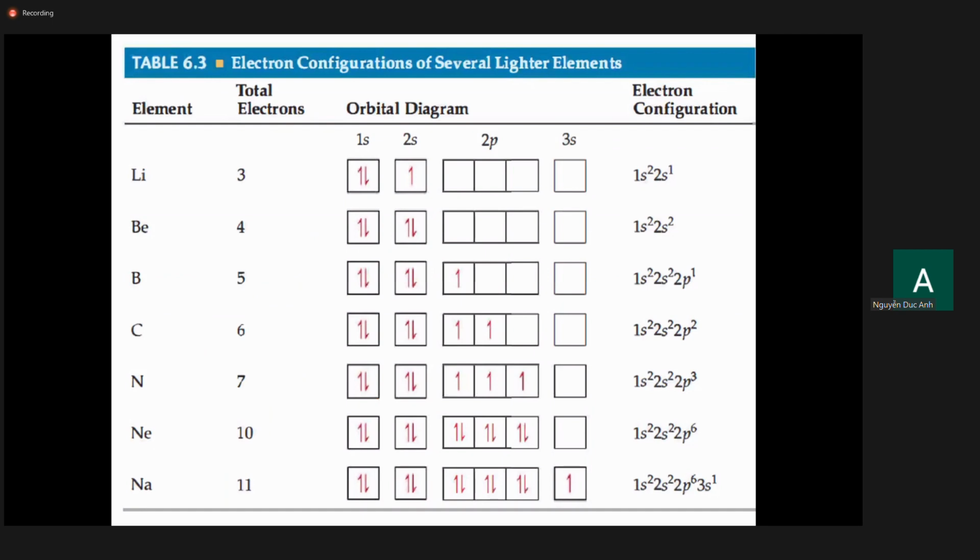So this is the electron configuration of the light elements from lithium to sodium, with the total number of electrons going from 3 to 11.